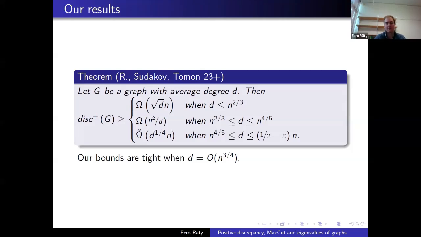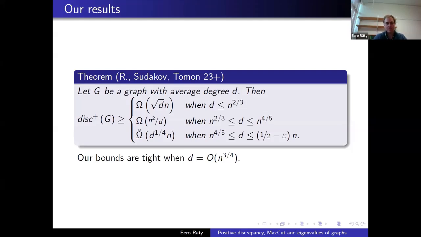However, when d is between n to the 2/3 and n to the 4/5, we proved a lower bound of the form n squared divided by d. So these bounds match up to constants when d is roughly n to the 2/3. And moreover, for the start of this interval, this bound is actually tight. So between n to the 2/3 and n to the 3/4, the discrepancy quite surprisingly decreases. So I'll show a plot of these bounds to give you some intuition shortly.